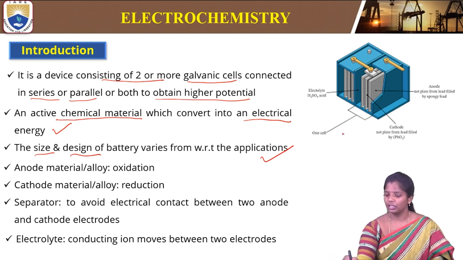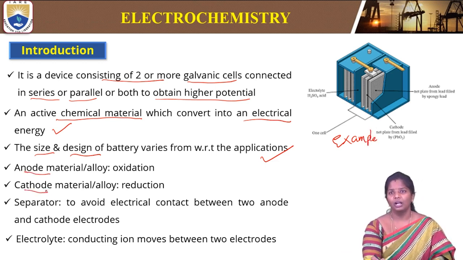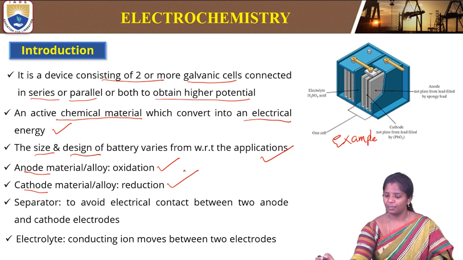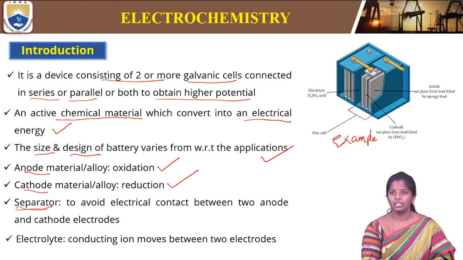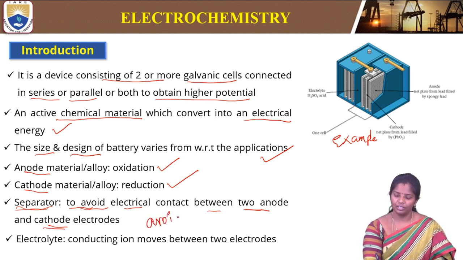So what are the anode and cathode? This is an example of a battery. What does it contain? An anode material and a cathode material. At the anode material, oxidation takes place, and at the cathode, reduction takes place. There is also a separator. It has a separator that will avoid shorting of the battery. It also avoids the electrical contact between the anode plates and cathode electrodes, so it avoids shorting.